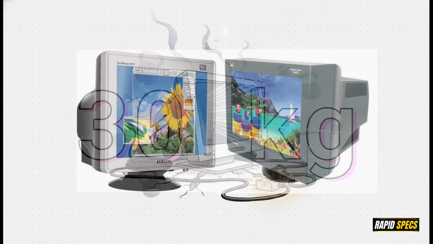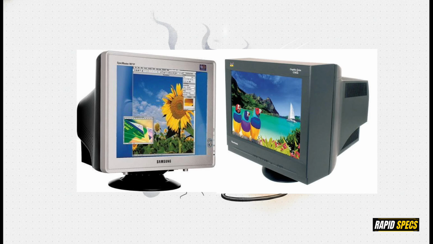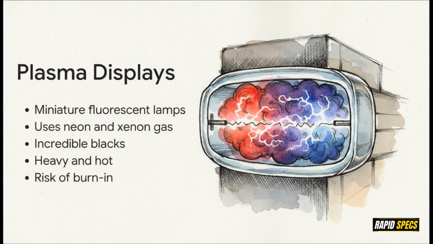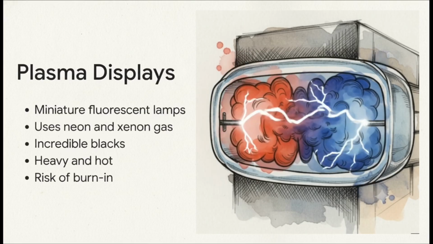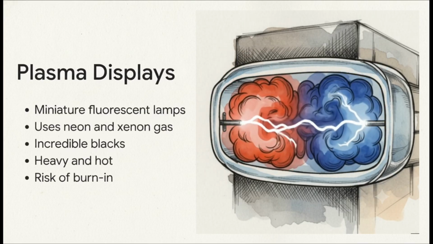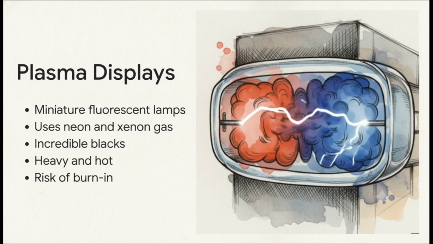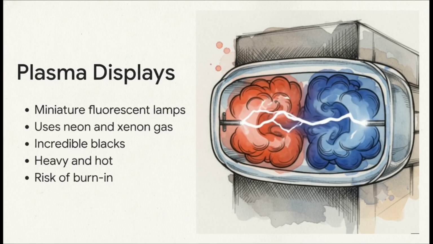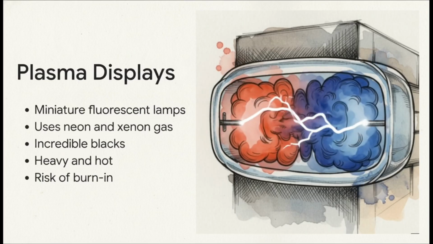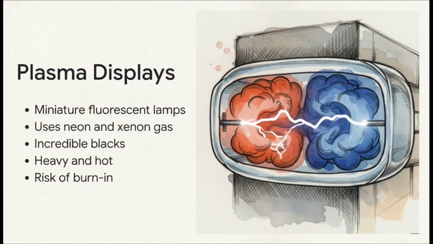They were ridiculously bulky. A standard monitor weighed a staggering 30 kilograms. Plus, they had a massive power draw, generated intense heat, and had this constant flickering that caused terrible eye strain. Manufacturers knew they needed a thinner solution, so enter plasma displays in 1995. Instead of a giant electron gun, engineers brilliantly turned every single pixel into its own miniature fluorescent lamp. When electricity hits the neon and xenon gas inside the pixel, it turns into plasma, emits invisible UV light, and excites the color phosphors. It was genius.